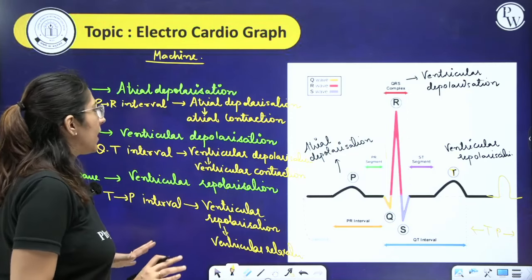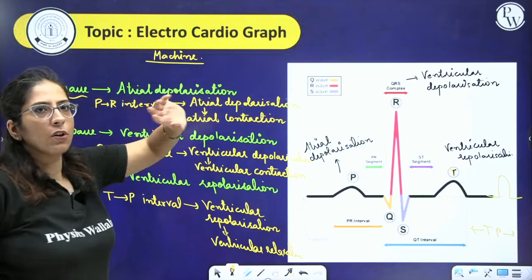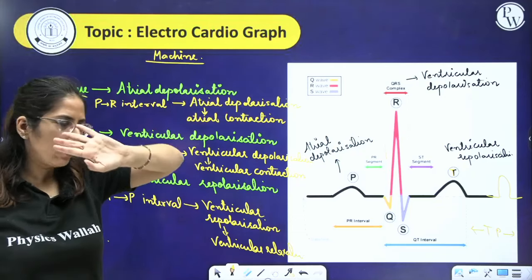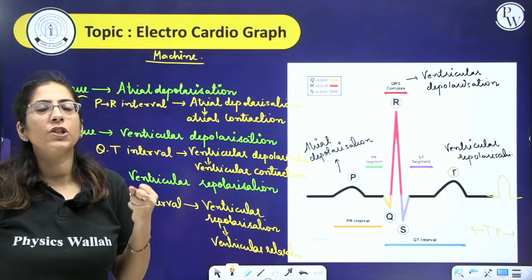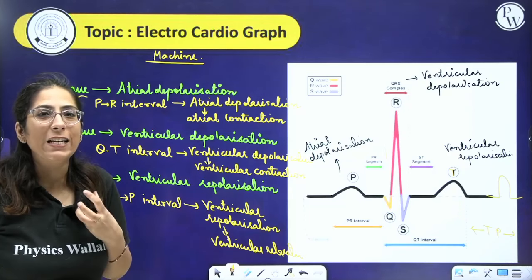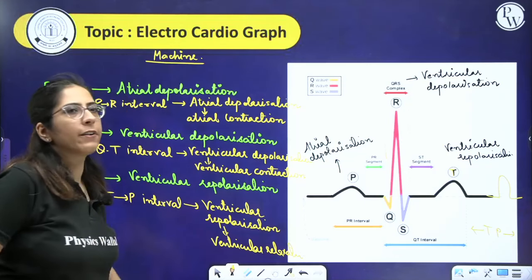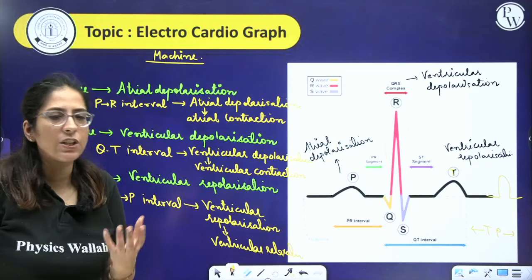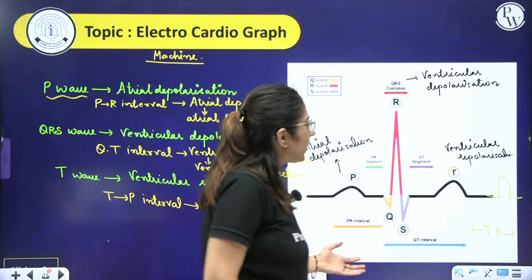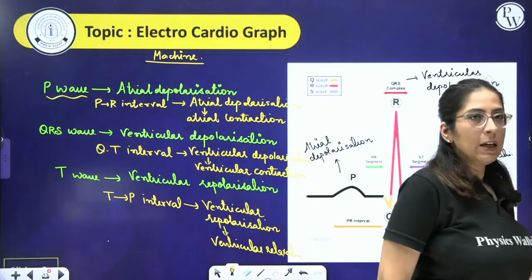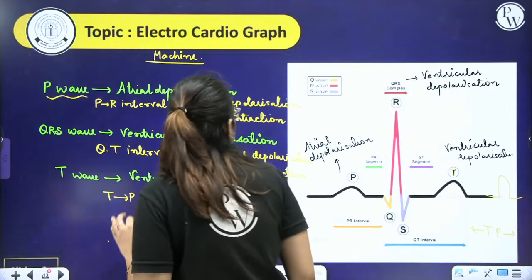Now the question arises, for how long does it take? Atrial contraction occurs for 0.1 seconds, that you know. The ventricular contraction, when the ventricles are contracting, is 0.3 seconds. And the ventricular repolarization, ventricular relaxation, is 0.4 seconds. That's it. So this gives us an idea of the time interval. This gives us an idea of the P wave, QRS, or the ventricular.